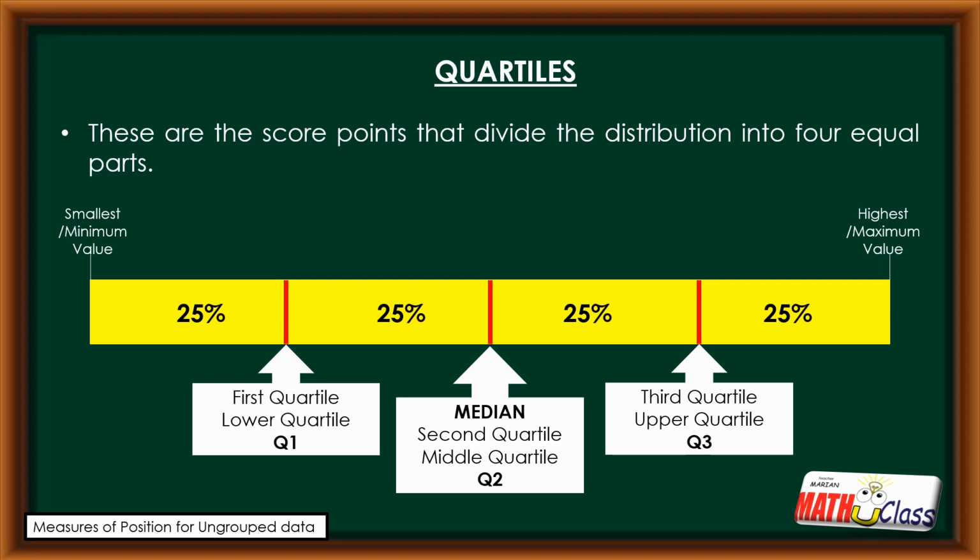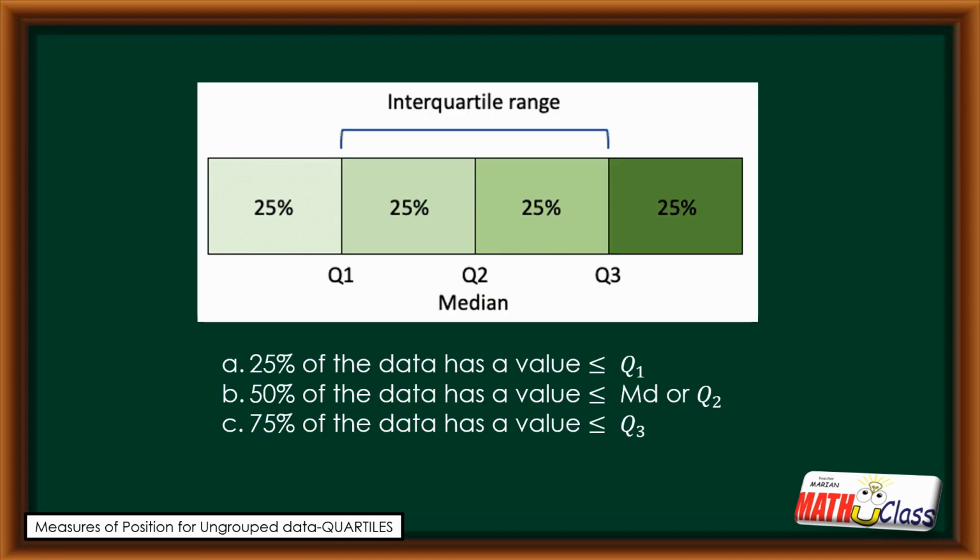Again, Q1 is called the lower quartile and Q3 is the upper quartile. Q2 is greater than Q1 but less than Q3, where Q2 is the median. The difference between Q3 and Q1 is what we call the interquartile range. We can say that 25% of the data has a value less than or equal to Q1, 50% of the data has a value less than or equal to the median or Q2, and 75% of the data has a value less than or equal to Q3.